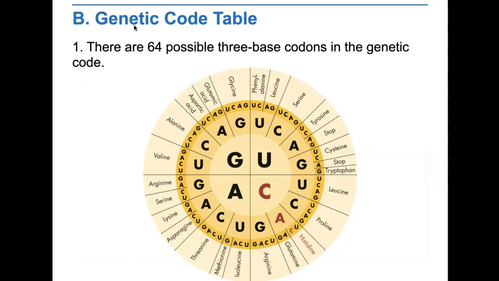Because there are 4 different bases in RNA, there are 64 possible 3-base codons in the genetic code. Most amino acids can be specified by more than one codon. For example, 6 different codons UUA, UUG, CUU, CUC, CUA, and CUG specify for leucine, but only one codon, UGG, specifies for the amino acid tryptophan.